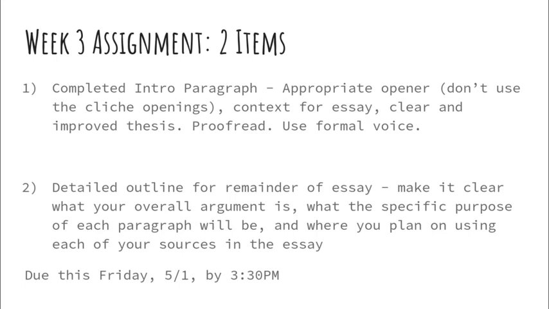The second item I want you to upload for the week 3 assignment is a detailed outline for the remainder of the essay. Make it clear what your overall argument is and what the specific purpose of each paragraph will be. And also where you plan on using each of your sources in the essay. So don't just have an outline that says paragraph 1, then paragraph 2. Actually say, what is that paragraph going to be addressing? Is this where you're using the academic journal source? Is it not? Try to be a little bit more specific there.